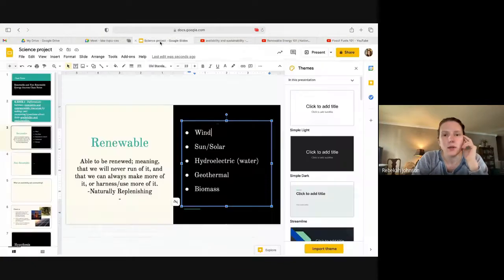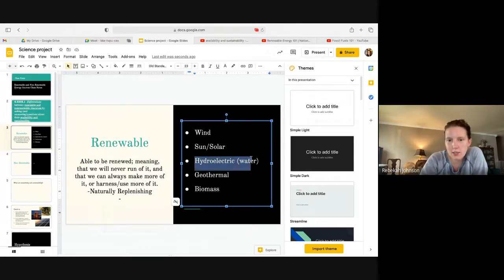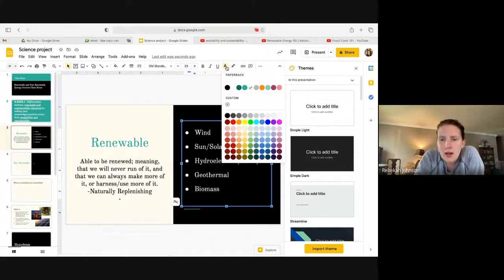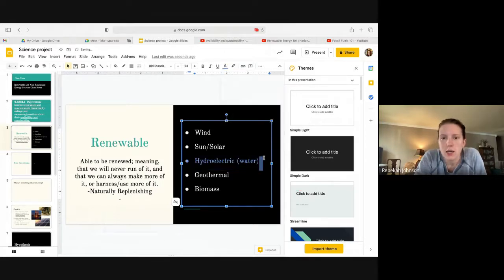Oops, wrong one. There we go. Sun, solar, you've seen solar panels. We'll talk about some really interesting innovations in solar panels, like solar IV, of which I am a huge fan. Hydroelectric. I'm going to put a little emphasis on hydroelectric. Blue seems like a great color for something that has to do with water, doesn't it? Now that's not very bright, so I'm also going to make it bold and underline it. No, not italicize it, underline it.